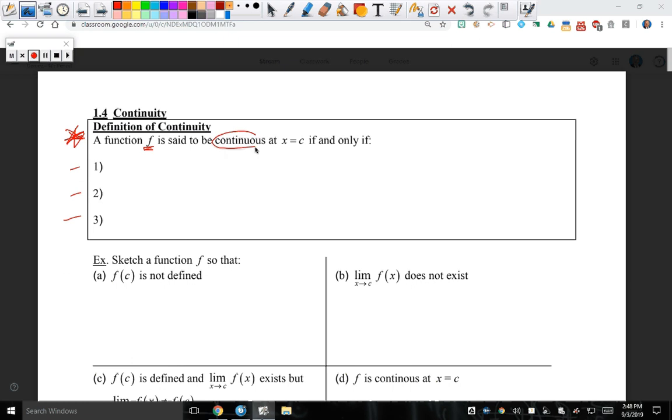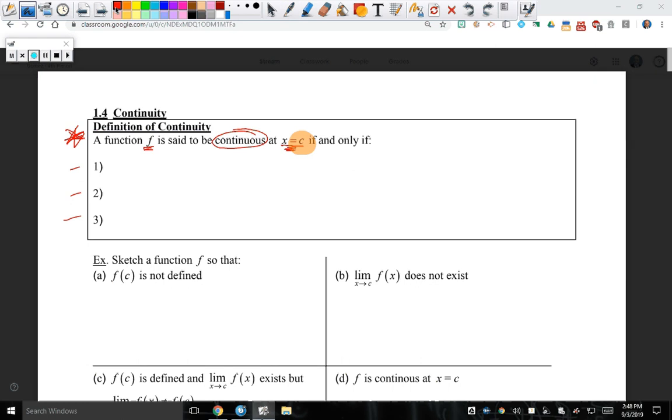said to be continuous at x is equal to c. Okay, so c, right off the bat, I want you to understand, it is an x value. It's on the x-axis somewhere. Why do you think they use c? Continuous. It's a constant. So c for a constant, yes, it could be a negative number, it could be a fraction, it could be some kind of constant. But it's an x value, okay? So imagine that on the x-axis, okay?